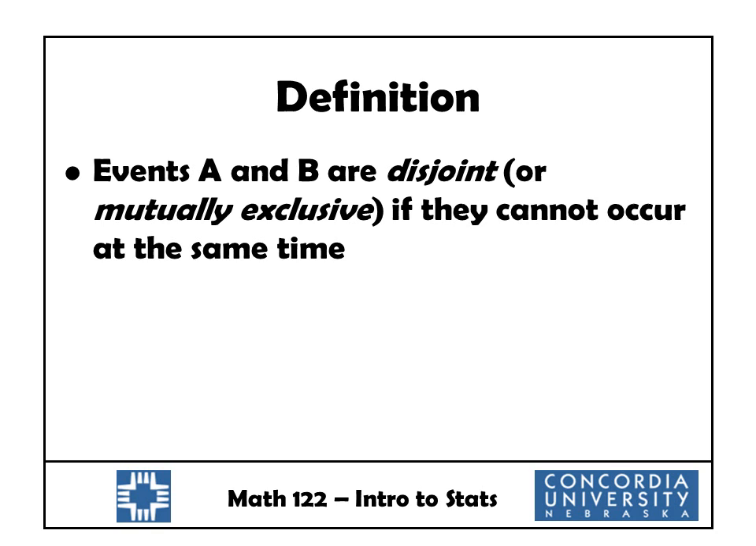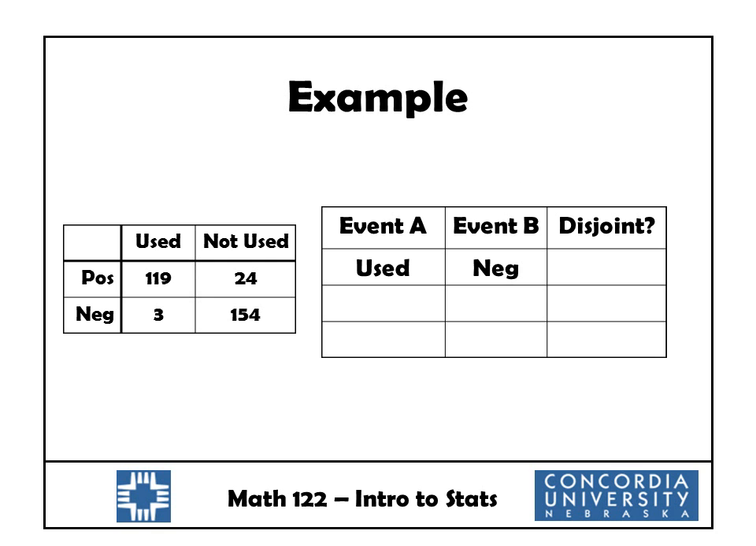So let's look at some examples from our drug test here and determine if they're disjoint. Let's take the first event to be the event that they used, and the second event to be the event that they tested negative. Well, if I look at my table, I see that 3 people used marijuana and tested negative at the same time. So they can occur at the same time. That means they are not disjoint.